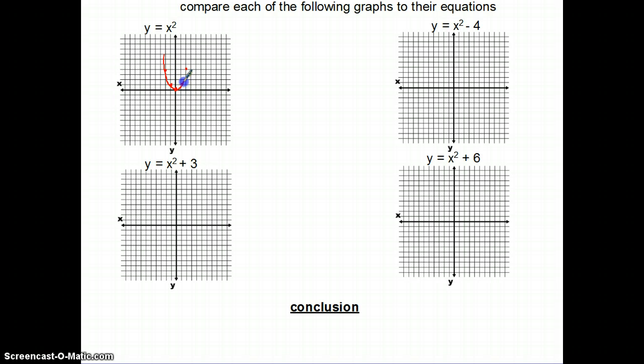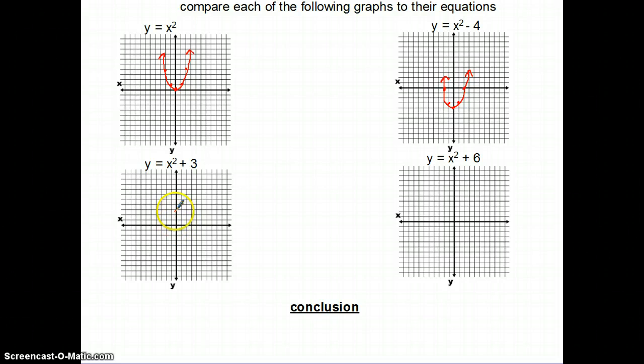Sketching my graph, I have a vertex centered at the origin. On the right, the vertex is at the point 0, -4. And from here, I follow my pattern, left 1, up 1, left 2, up 4, right 1, up 1, and from the vertex, right 2, up 4. Your graph should look like this. Very similar to the last one, except now it's a little bit below the x-axis.